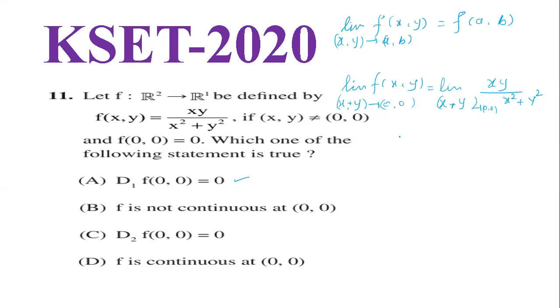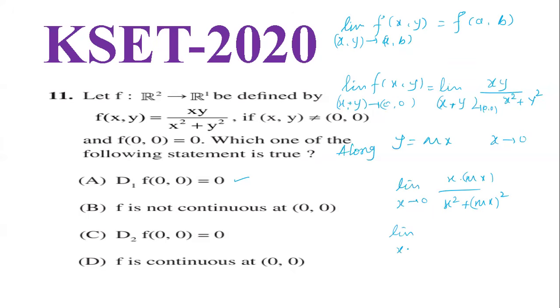We already discussed this question. It was given in 2021, along y equals mx, where x tends to 0. Therefore, limit x tends to 0 of x into mx divided by x square plus m x square.